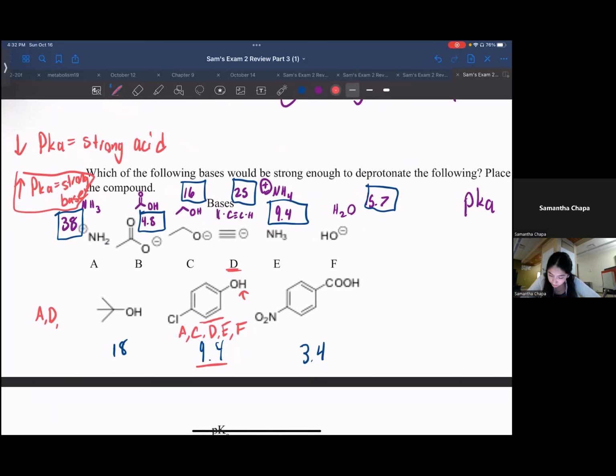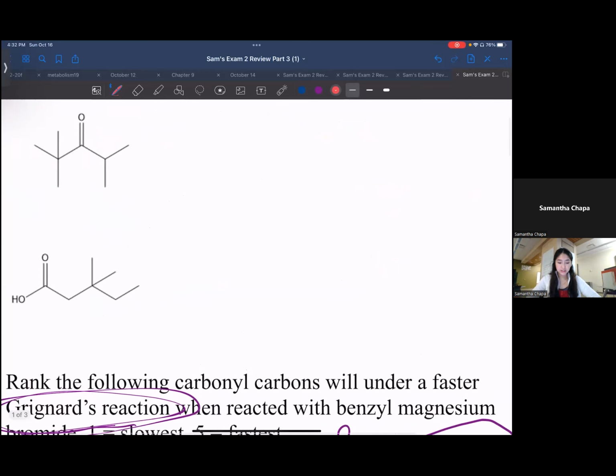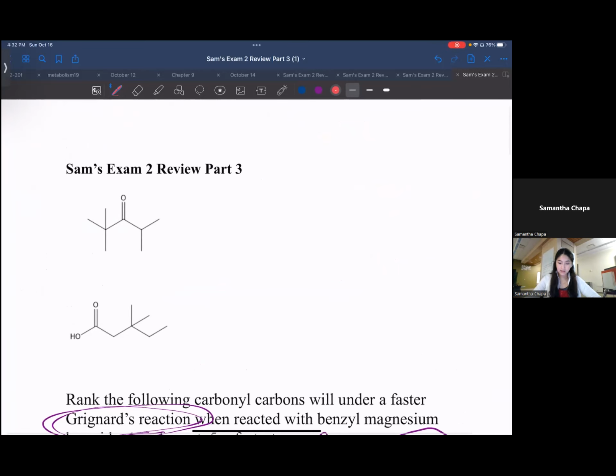Then for this last one with a pKa of 3.4, I believe all of them are above 3.4, so all can deprotonate. And we're good with those. Last thing I'm going to do is nomenclature. I'm so bad at nomenclature. Okay. So for this first one, we're going to be naming a ketone.